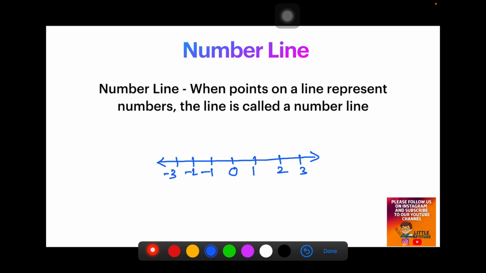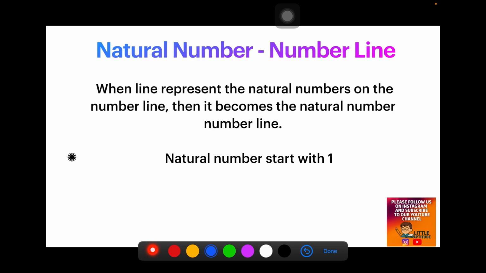So that's why when points, for example these points on this line, represent numbers, for example 1, then the line is called number line. So in simple terms, if on the line you see some points and you see some numbers on those points, then it becomes a number line.